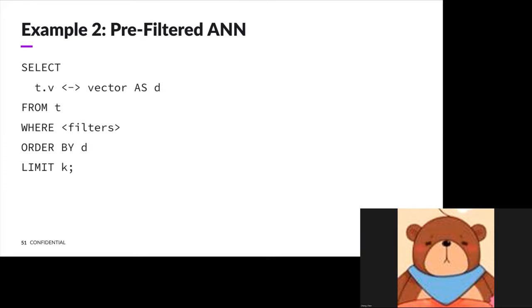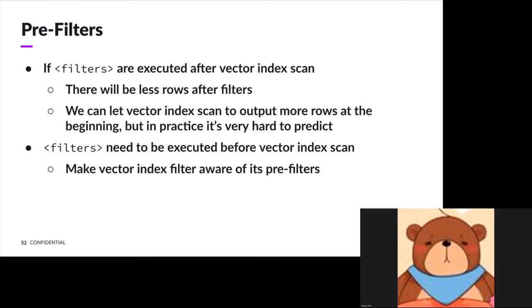Yeah, now let's try to use vector search with other filters. Say we want to find top k vectors with a certain property. This can be represented in SQL using a where clause. So this becomes problematic because we need to output k rows passing the filter.